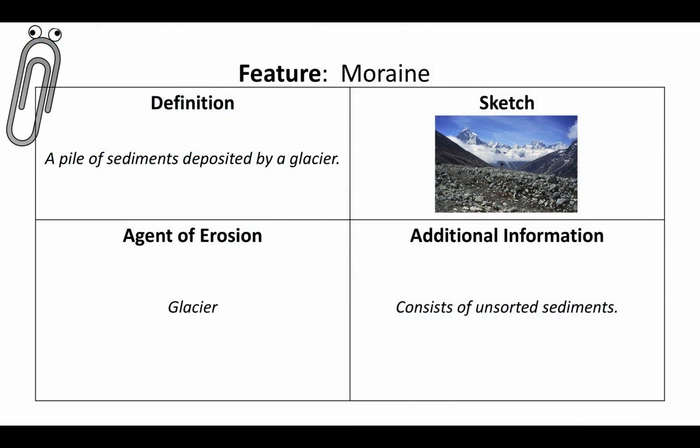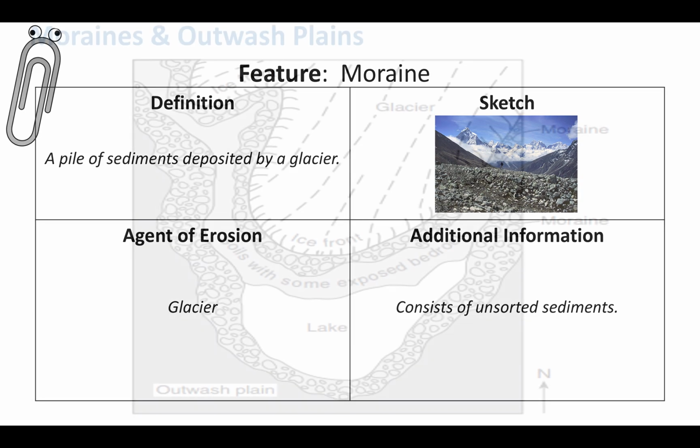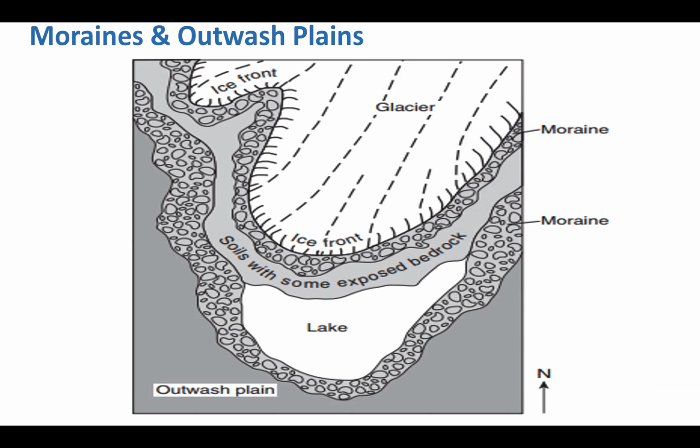So today, when you're doing your Frayer diagrams, moraine is one of the features that you're going to write down, and one of the biggest things that you need to know is it's a pile of unsorted sediments left by a glacier. Now, you have two different features that are kind of related to each other. Once a glacier stops moving and drops its sediments, it creates a moraine.